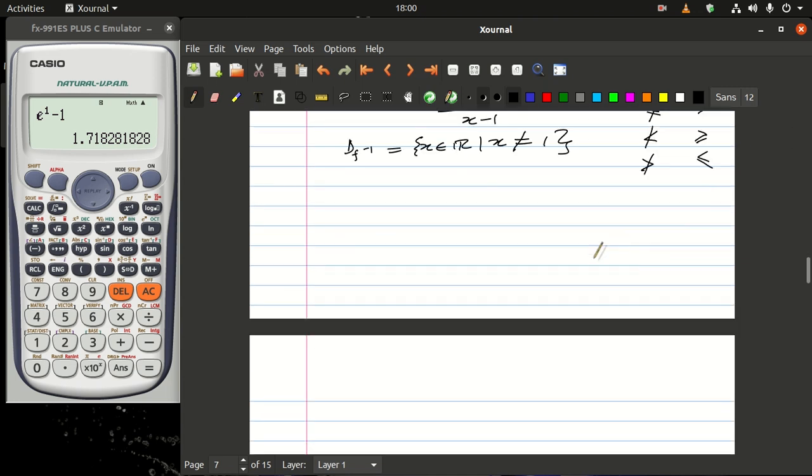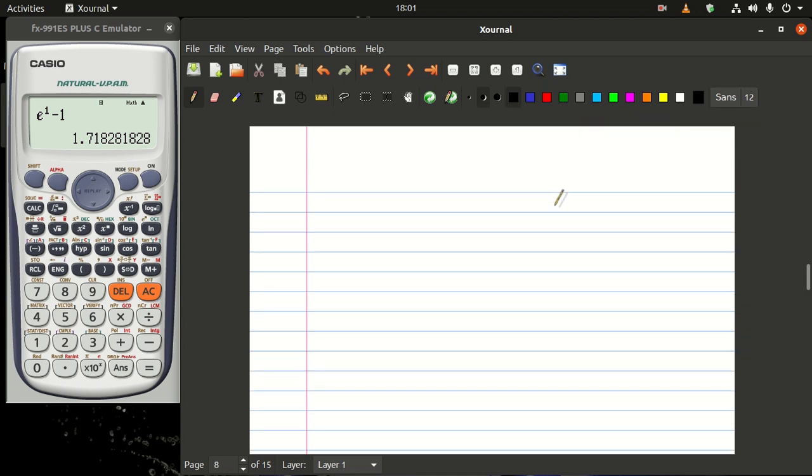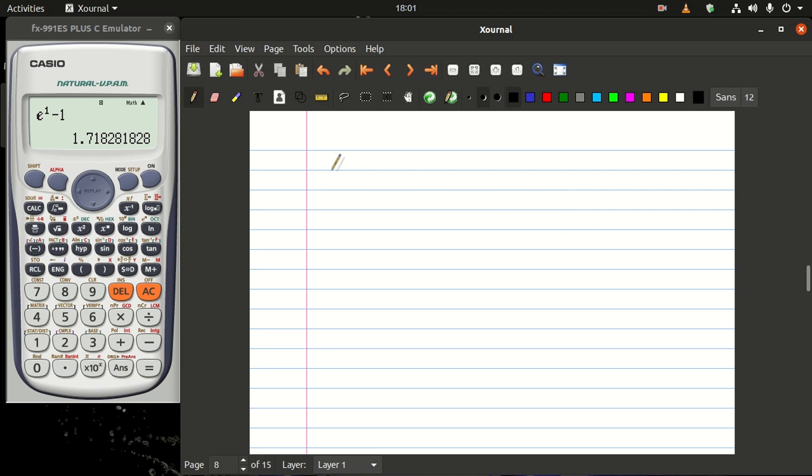And of course, we are not interested in the domain of the inverse. We are interested in the range that we get by replacing this x by some y, so y is an element of real numbers such that y is not equal to 1. So that is actually the range of this function using the inverse.